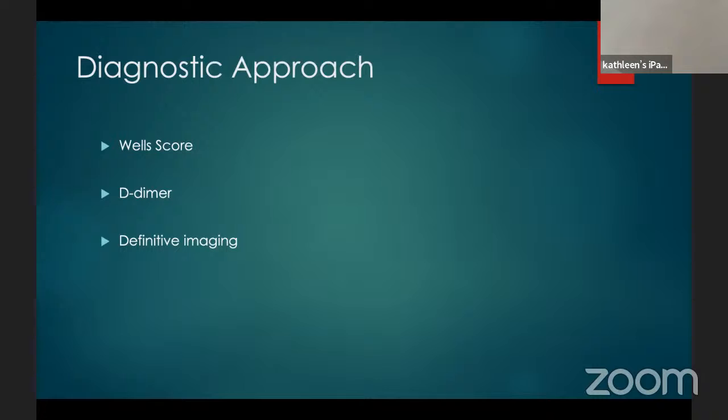is preferred that you combine clinical and pre-test probability assessment with lab work and with imaging. So that would include calculating a Wells score or modified Wells score, obtaining a D-dimer level if indicated, and definitive imaging.